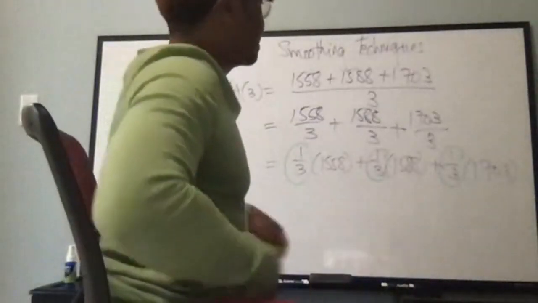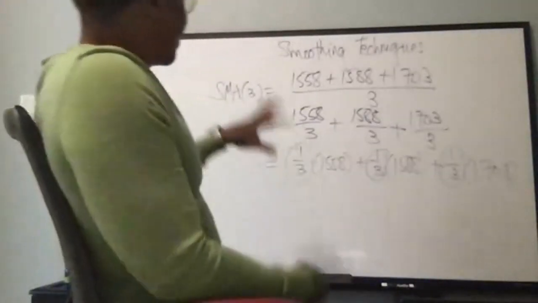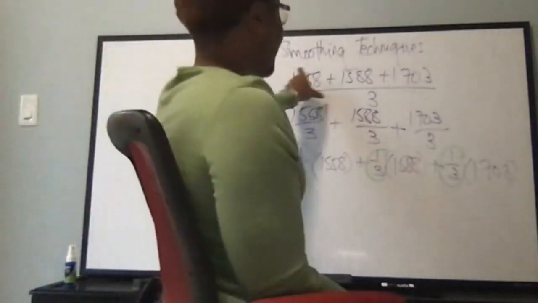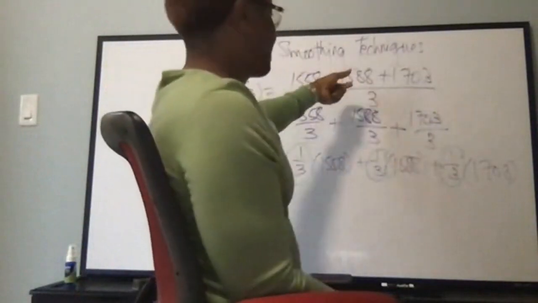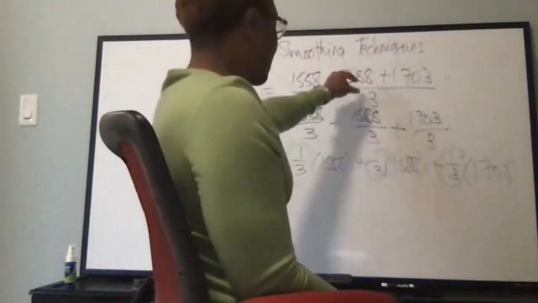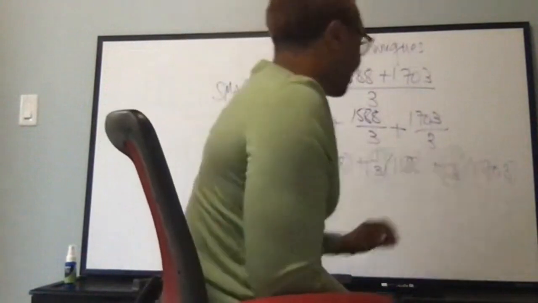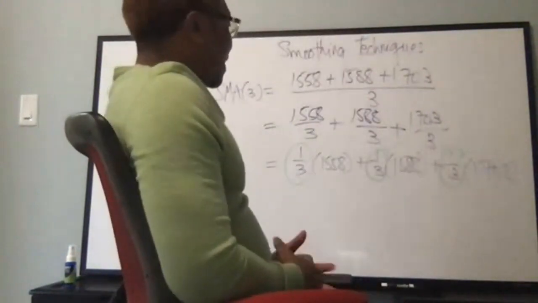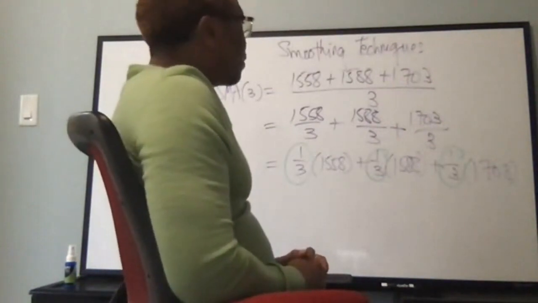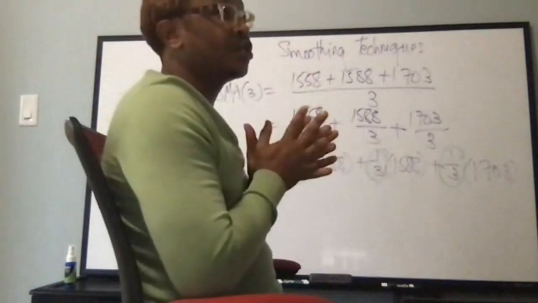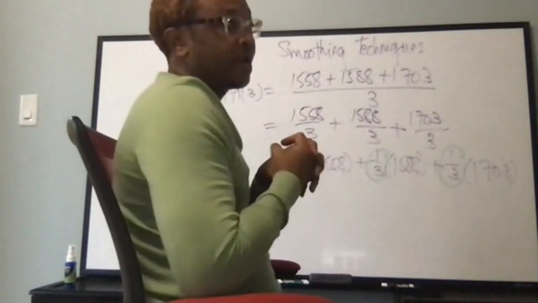So we're talking about these smoothing techniques, where we're reviewing SMA 3, where we take the average of the numbers. It's essentially the same as taking the fraction 1/3 times this number and this number. But what happens if we have the same situation and we want to change the weights?